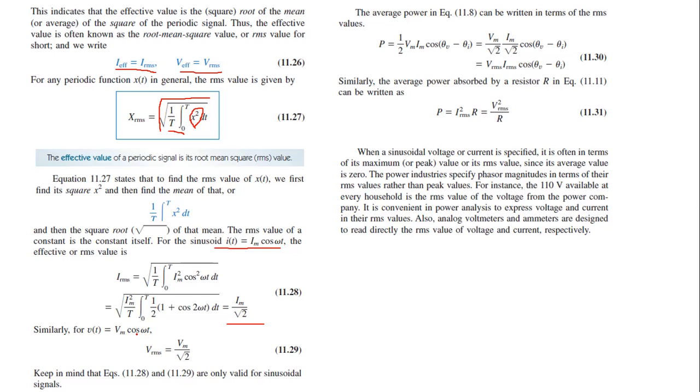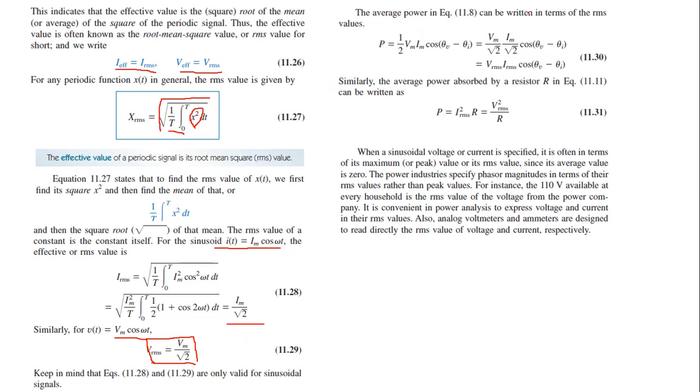Similarly, V of t is equal to Vm cos omega t. Substitute V of t in the formula, that is VRMS equals root of 1 by T integral 0 to T V square dt. So instead of V square, substitute Vm cos omega t. We arrive at the solution VRMS equal to Vm by root 2. Now you should note that only for the sinusoidal signal this relationship is valid, right? VRMS is Vm by root 2, IRMS is Im by root 2, and this holds only if the signal is sinusoidal.